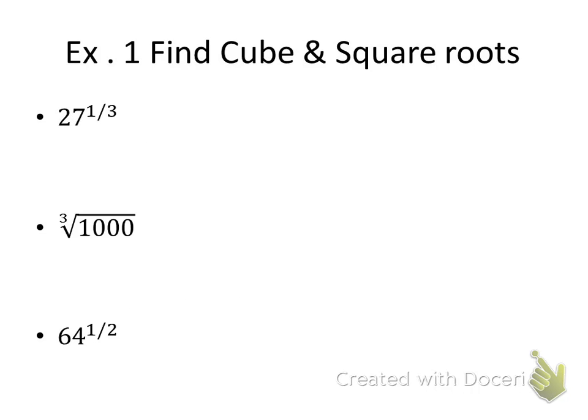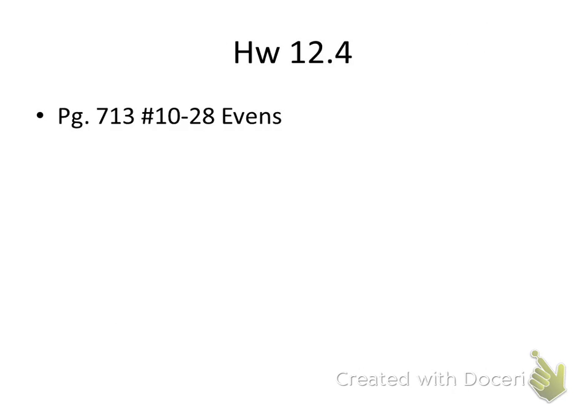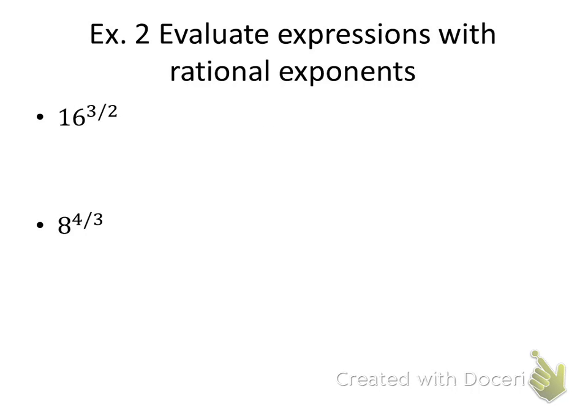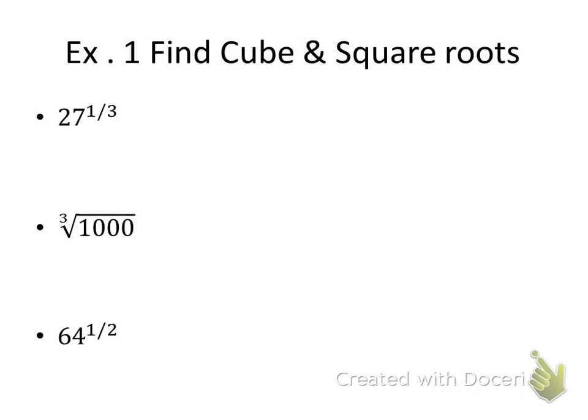So all they're asking us to do here is evaluate each one. So 27 to the 1/3 power. So what we're going to do is 27, and then I'm going to do 1 over 3, press equals, and we get 3. So really, we're just typing these in our calculator.